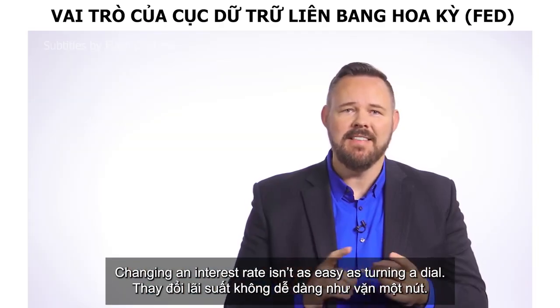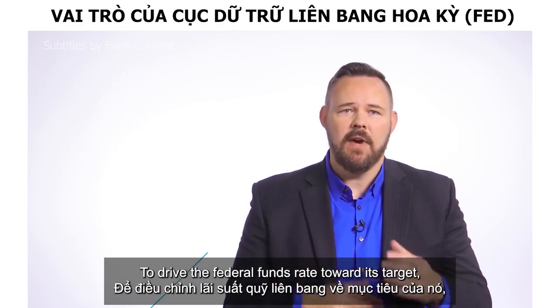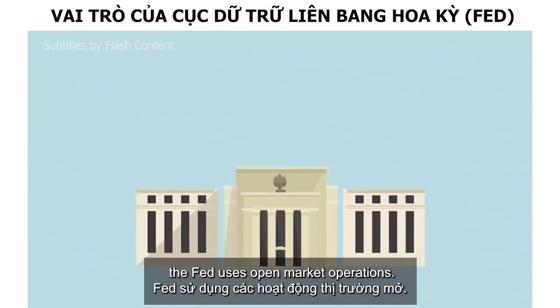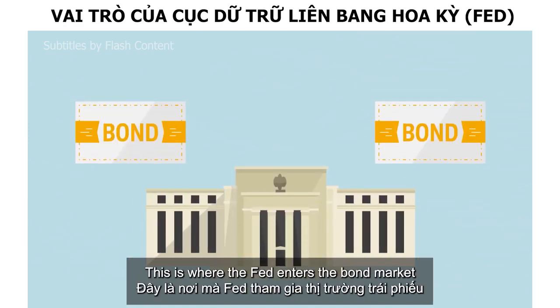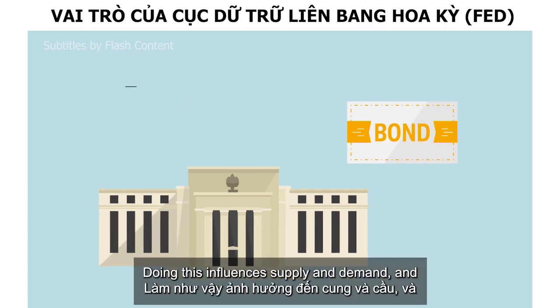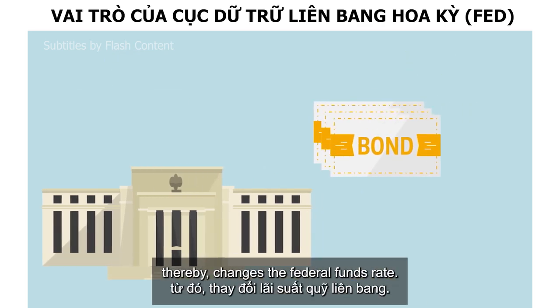Changing an interest rate isn't as easy as turning a dial. To drive the federal funds rate toward its target, the Fed uses open market operations. This is where the Fed enters the bond market to buy and sell government securities. Doing this influences supply and demand, and thereby changes the federal funds rate.